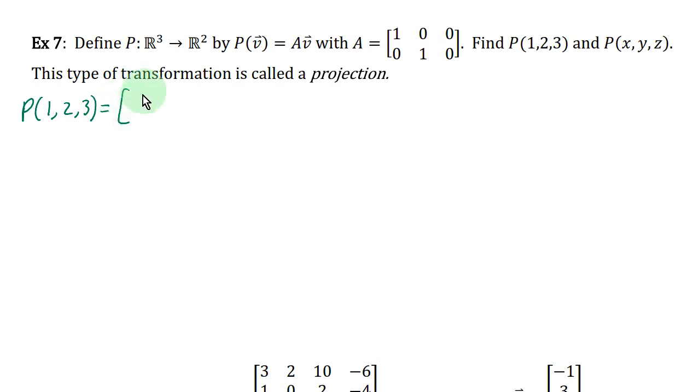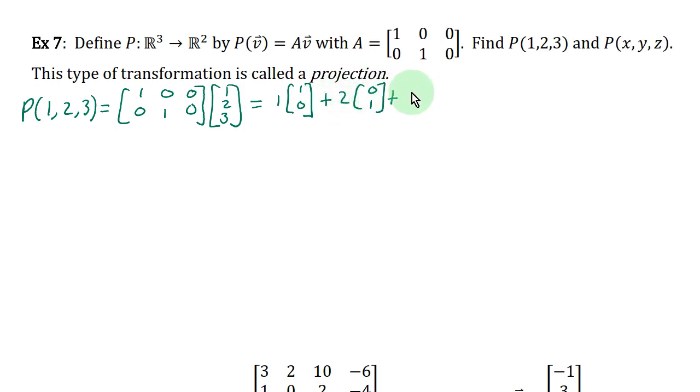So it's defined by doing this matrix [1, 0, 0; 0, 1, 0] times the vector 1, 2, 3. That's what this formula says to do. So we're going to do 1 times the vector 1, 0, plus 2 times 0, 1, plus 3 times 0, 0. And 3 times 0, 0 is just 0. You're going to get 1, 0 from this one. This one's going to be 0, 2, plus 0. That's just going to give you the vector 1, 2 when you add those up.